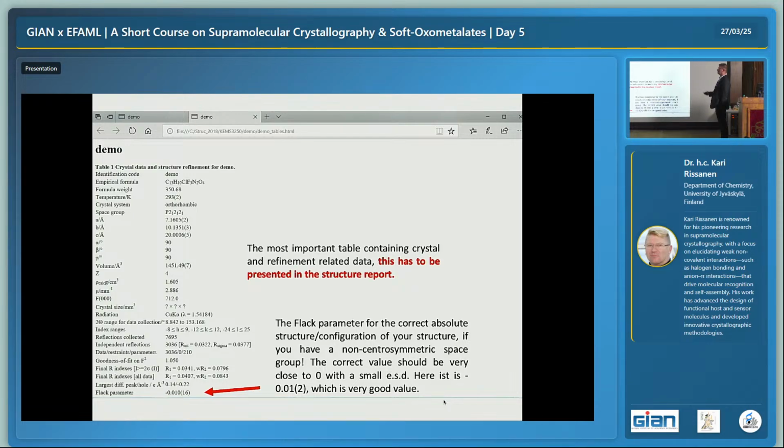Now, crystal system, orthorhombic, space group, very important. Then the unit cell a, b, c. Now all the angles are 90. Calculated volume, and how many molecules we have in that unit cell: 4. And then from this information and the coordinates, it calculates the density.